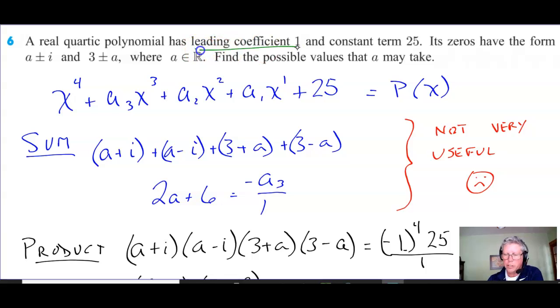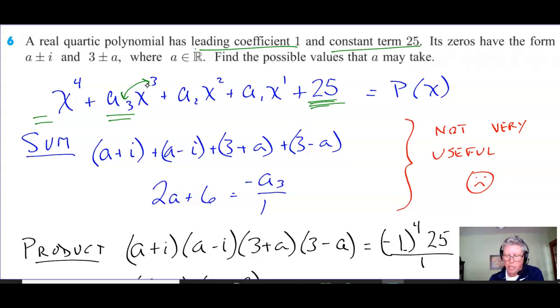So leading coefficient of 1 and a constant term of 25. So there's your 1 and there's your 25. Okay, so if you need that picture, you can. A sub 3, why do I put a sub 3? Because that's connected to the x cubed, but I see it as really my second coefficient. It's going to be part of the sum of roots.